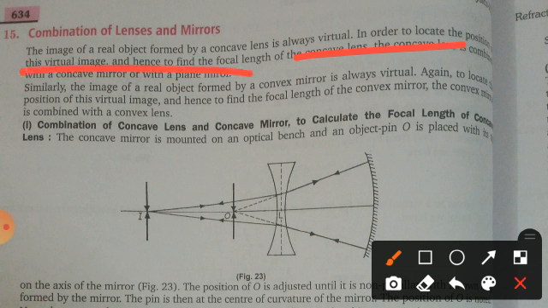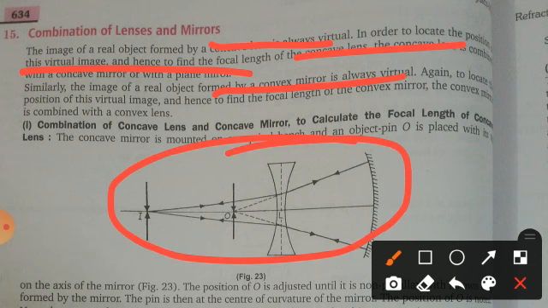Fine. Similarly, the image of a real object formed by a convex mirror is always virtual. Again, to locate the position of this virtual image and hence to find the focal length of the convex mirror, the convex mirror is combined with a convex lens. You can see this from this figure.